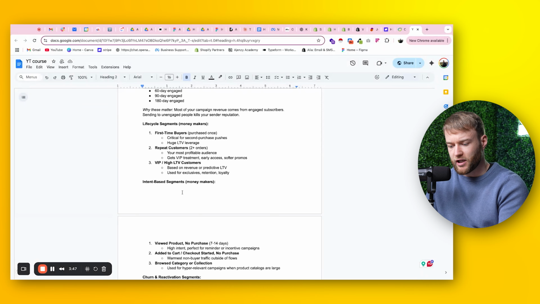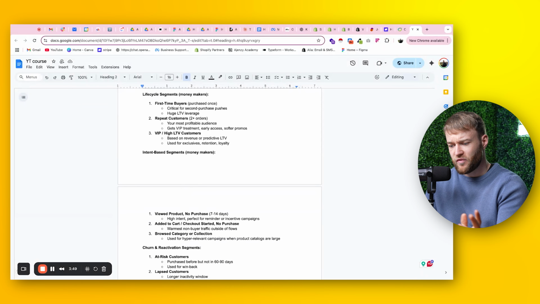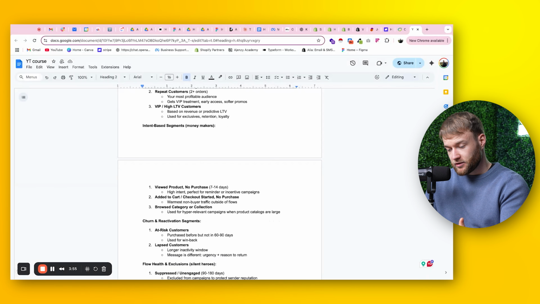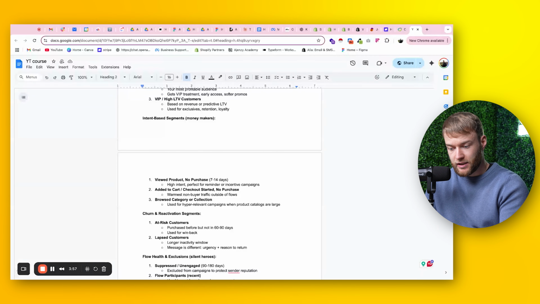This is really important. So then you have your intent-based segments. These are super important. We call these the money makers. So some examples of these would be someone who's viewed a product but hasn't purchased in the last 7 to 14 days. Okay, this person's really high intent. They're looking at your website. They're clicking into products. They're viewing products that they like. They just need incentives or reminders or maybe just that one final nudge.